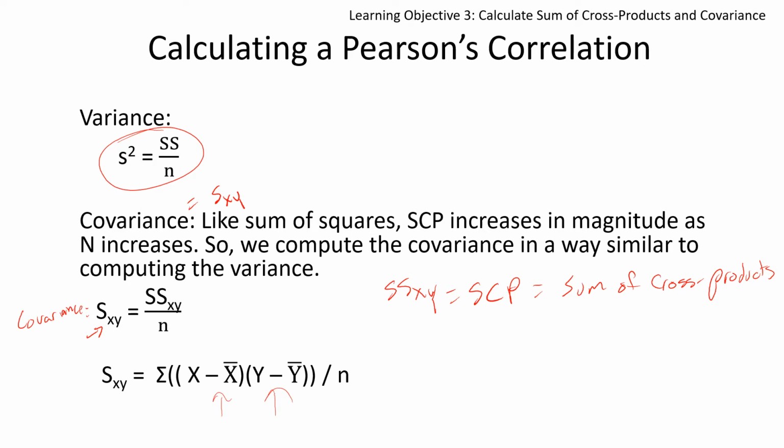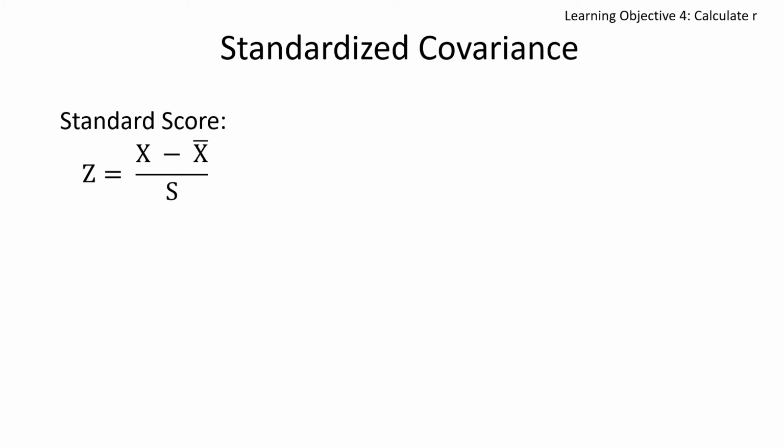So calculating the sum of cross products and the covariance, you can calculate the sum of cross products by taking the sum of the x minus the x means, times the y minus the y means, and then to get the covariance, we divide that by n. I'll have an easier formula coming up when we get to the example. But before then, we have to talk about standardized scores.